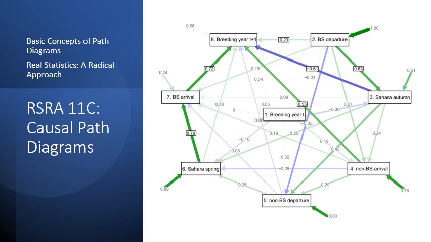A set of causal relationships is best represented by a path diagram. The goal of this lecture is to explain some of the basic concepts of path diagrams.